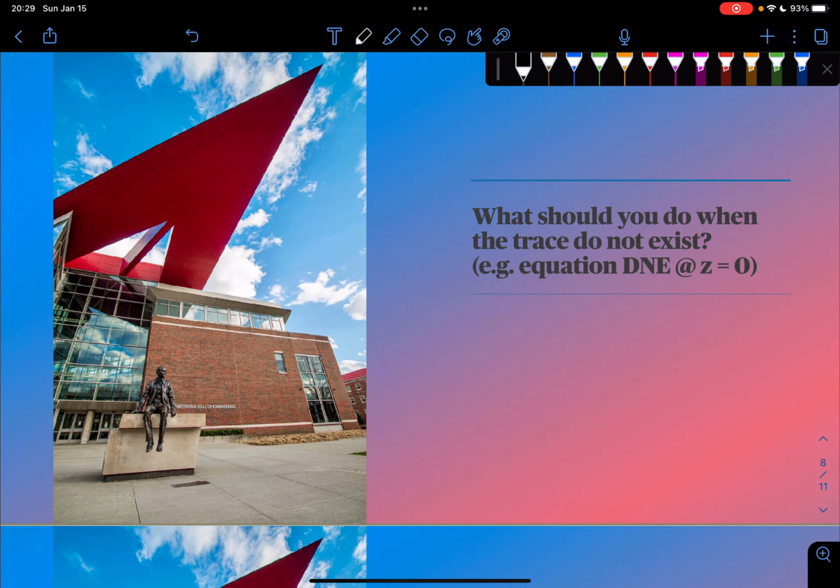All right, second question. What should you do when the trace simply doesn't exist, right? Let's say you try to find the traces and you set z equal to 0 when you do the xy trace. The equation simply doesn't exist. What do you do? Well, we set z equal to 0, but is there any chance that we can set it to different values? Let's say we can set z equal to k. We can let z be any value instead of strictly 0. In that case, we can treat z as a constant, and then we are left with two variables, and we can identify the conic equation of that trace. Okay.